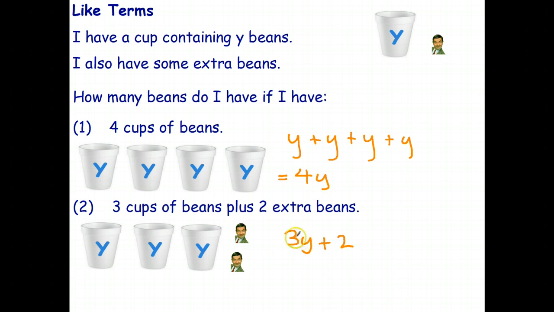Now, that can't be written any simpler than that. Some students want to think, well, 3y plus 2, I've got to add something, so I'll make it 5y. Well, that can't be correct because 5y means you have 5 cups. So it is not possible to write the answer any simpler than that. 3 times the number of beans in each cup is 3y plus 2 extra beans, and that's written in simplest possible way.